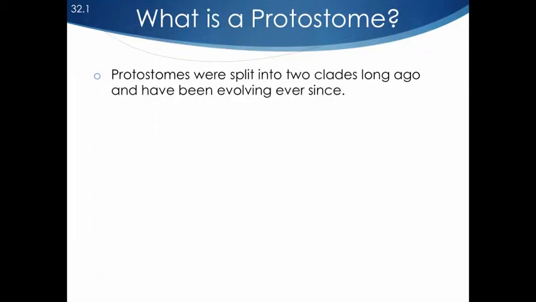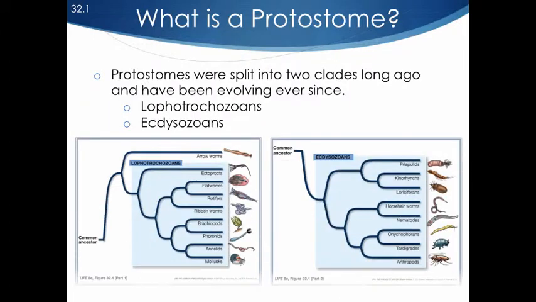So protostomes were split into two clades long ago, and they have been evolving ever since. So this is divergent evolution. And the two clades are Lophotrochozoans and Ecdysozoans. Sorry for my pronunciation. And here's a picture of what it would be like. So we're going to be going into some of these things. And yeah, just kind of know it roughly.